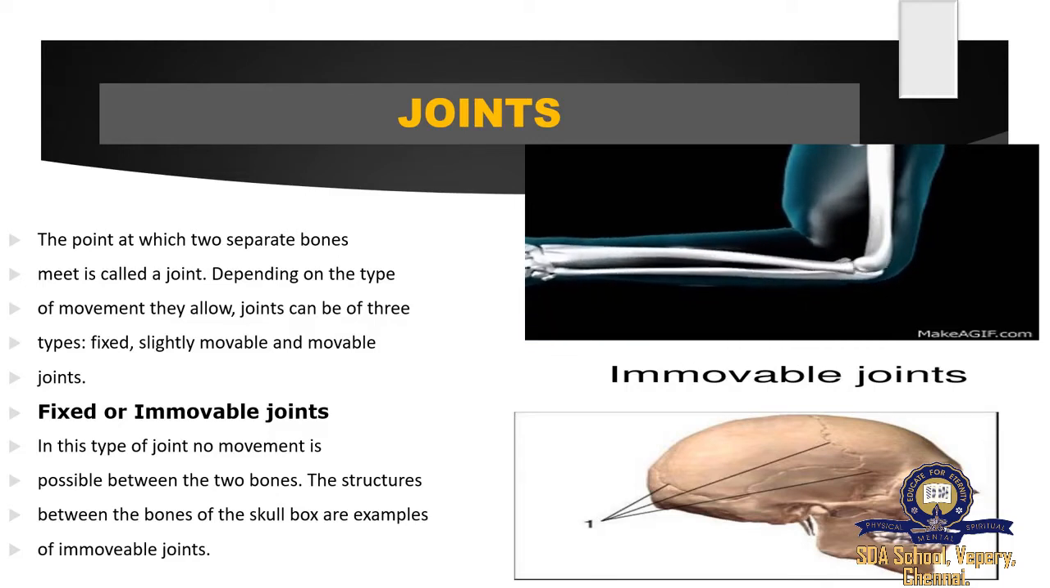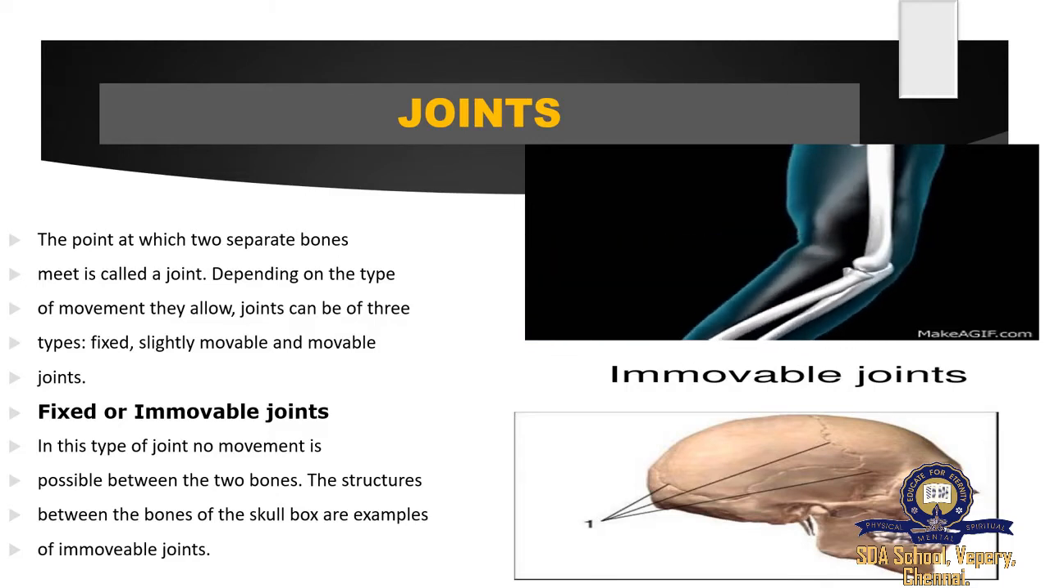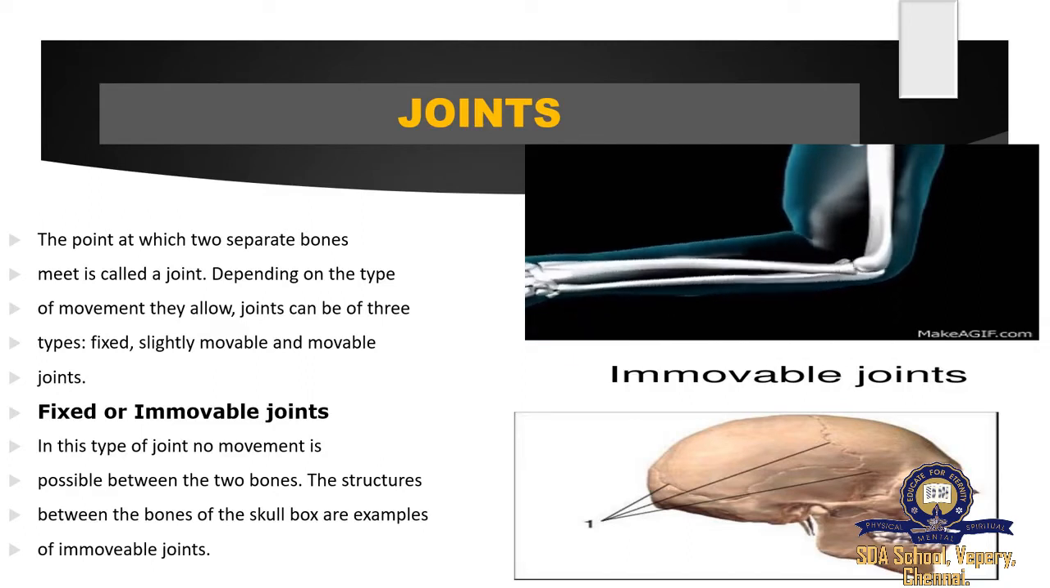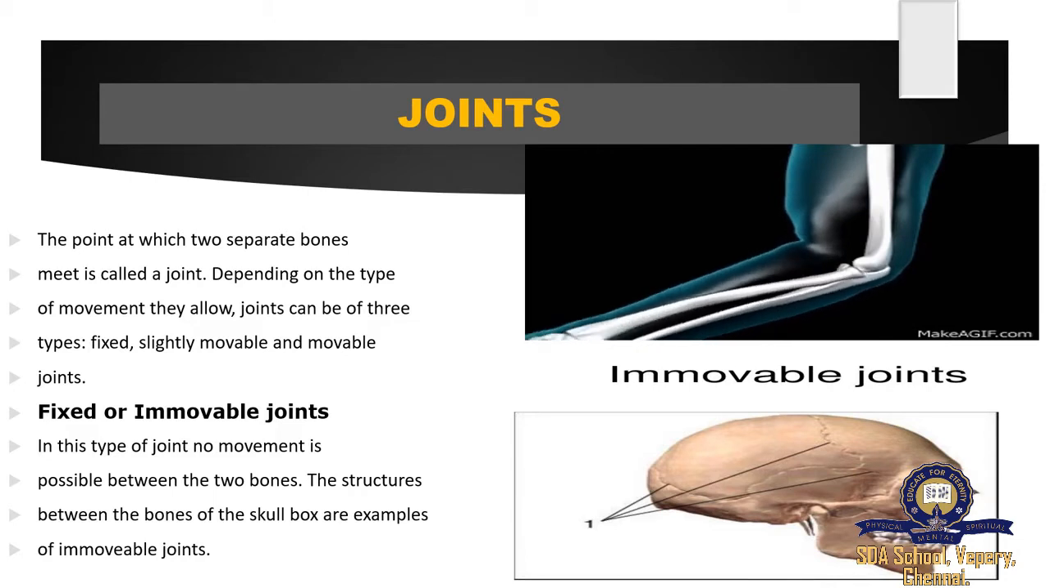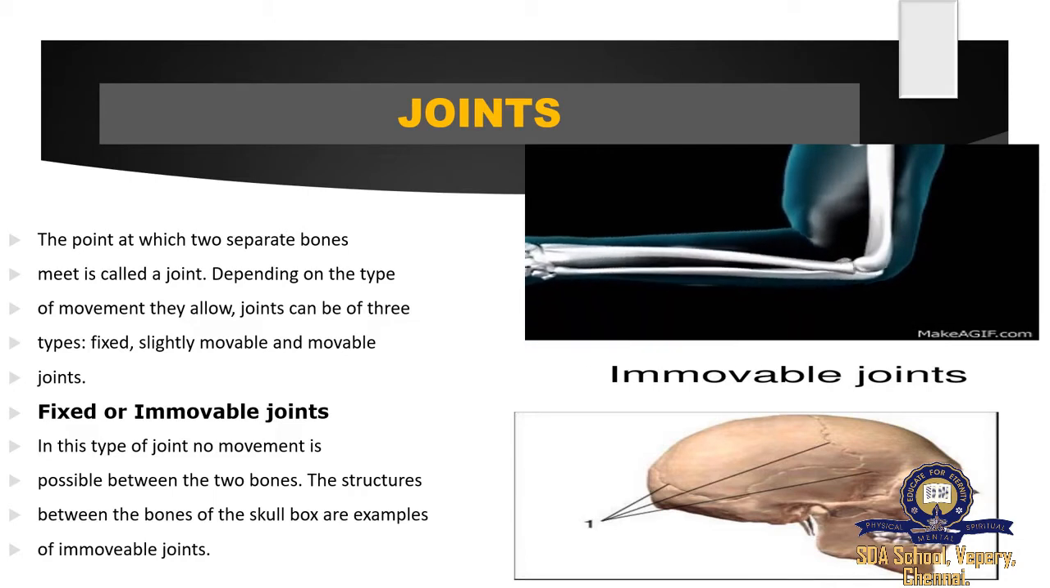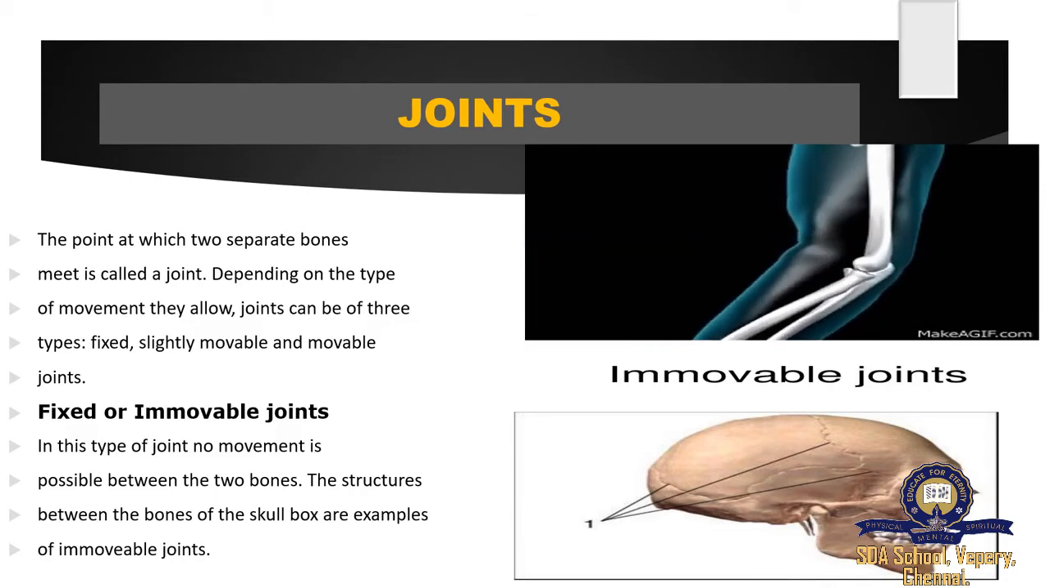So fixed means we cannot move. Slightly movable means only in a particular direction can we move, and then movable is freely movable. So we can discuss fixed or immovable joints in depth.